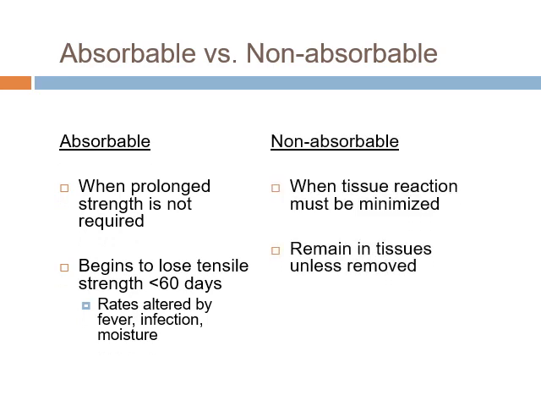Now the last classification is absorbable versus non-absorbable suture. Absorbable is suture that begins to lose tensile strength, so tug-of-war strength, within 60 days. That does not mean it's going to be gone within 60 days. Most absorbable suture will not be, but it will be starting to be weaker within 60 days or less. We can certainly see that if you have a fever, or the area is very moist, or infection is present and there's a lot of inflammation, then this may break down a lot sooner.